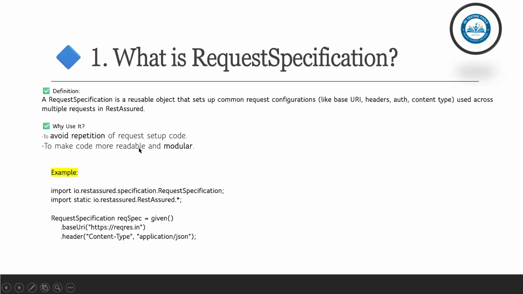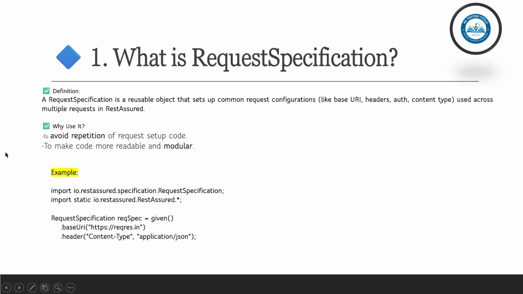Why do we use it? To avoid repetition of request setup code. That means no need to give RestAssured.baseURI equal to your endpoint URL, and no need to add the headers, the authentication type, or the content type every time in your test method. You just have to add them one time and you can reuse them across all your test scripts. We'll see that practically.